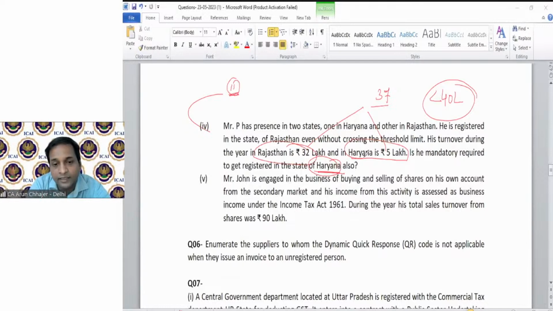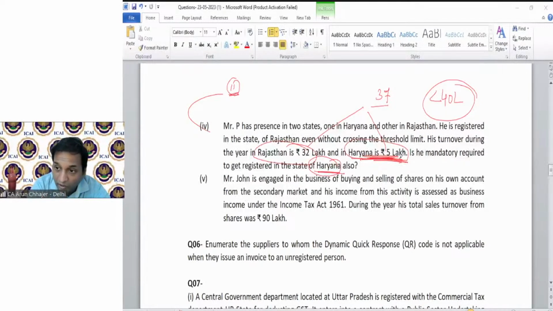Second answer, because he has taken voluntary registration in Rajasthan, in Haryana, because the aggregate turnover pan India is below the threshold limit, he still has the choice whether or not to take the registration. So this is a question on which I would suggest you please give the reply in both ways. Take the registration or make it optional.